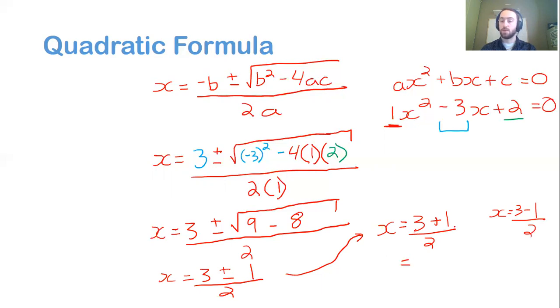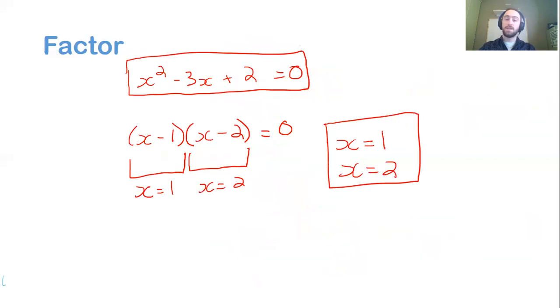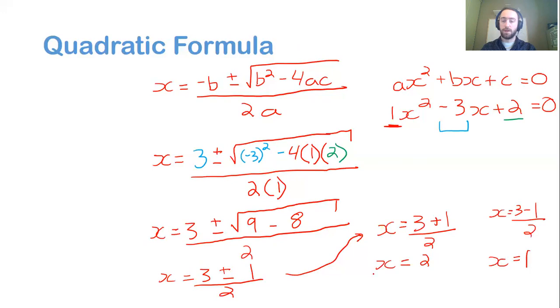At first, 3 plus 1 divided by 2 is simply 2. And over here, 3 minus 1 divided by 2 is simply 1. Meaning our two solutions are x equals 2 and x equals 1. If we go back, these are the same solutions we got via the factoring method. So like I said, it doesn't matter which method you use unless I ask specifically for a certain method. So our final answer: x equals 2 and x equals 1.